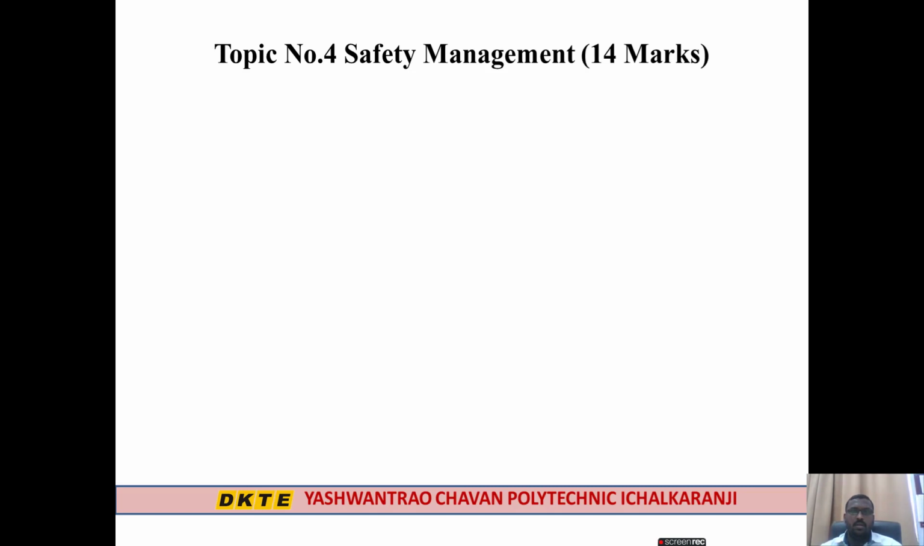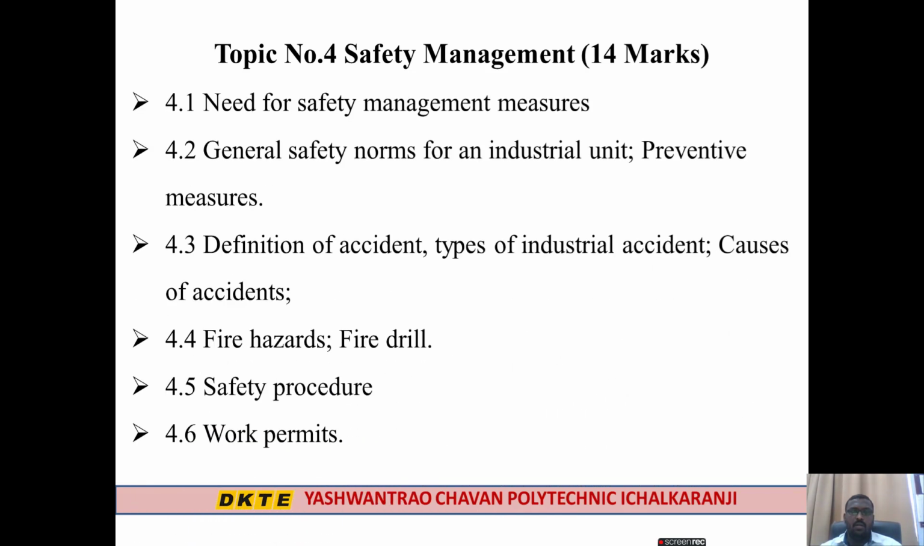Many workers work in the industry, and a small mistake by anyone can create accidents or a major disaster in the industry. So in this topic we will discuss all about industrial accidents and safety management. We will cover the need of safety management, general safety norms in the industry, and how we can prevent accidents. What is meant by accidents, types of industrial accidents like fire hazards and causes of accidents. What is meant by fire drill, what are the safety procedures to avoid accidents, and work permit.